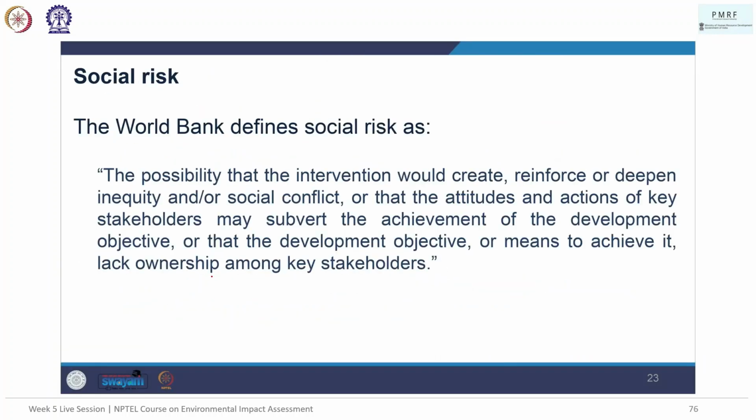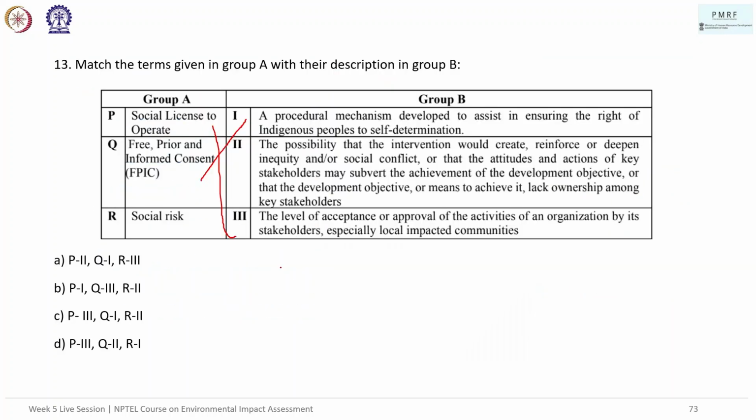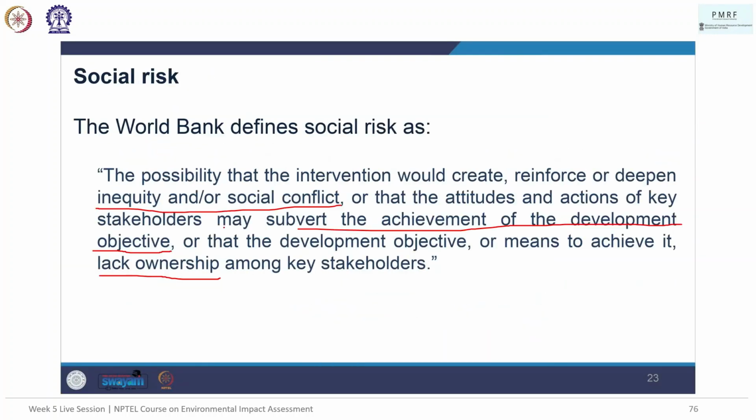And social risk, there are actually several definitions to social risk, especially from the corporate side. We have a different definition, and from impact assessment side, we have a different definition, which is why we focus on this particular definition from World Bank, which is the possibility that the intervention would create, reinforce, or deepen inequity and or social conflict, or that the attitudes and the actions of key stakeholders may subvert the achievement of the development objective, or that the development objective or means to achieve it lack ownership among key stakeholders. So this is the definition of social risk, right? That this might be a possibility. So it's R2. So the answer is C.